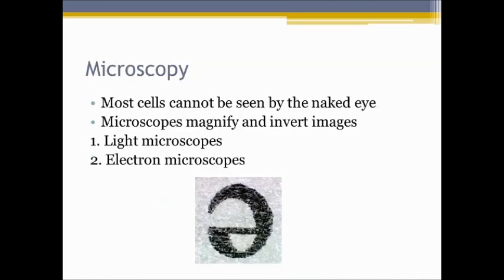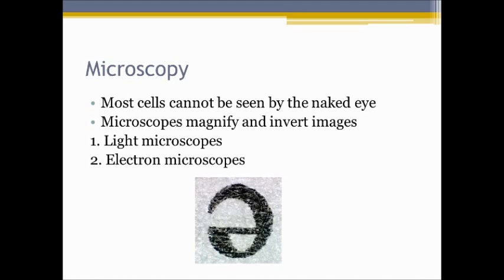So first, how do we see these cells? Most cannot be seen with the naked eye. There are a couple of exceptions. The ovum that females expel when they ovulate can be seen with the naked eye. It's one of the largest cells in the human body. But most cannot be seen with the naked eye. So in order to be able to see them, we're going to need to be using microscopes, microscopy.